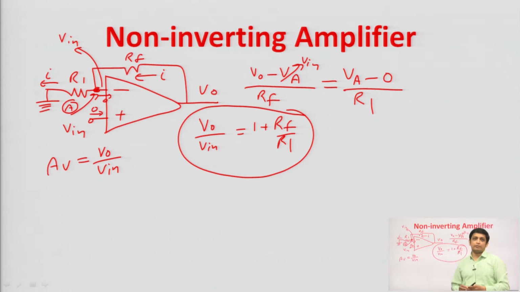So, when we apply the input signal at the inverting terminal, we get the negative gain. When we apply the input signal at the non-inverting terminal, we get the positive gain.